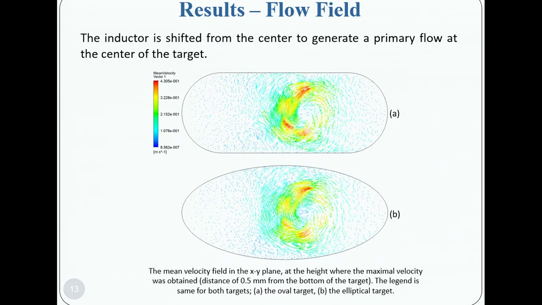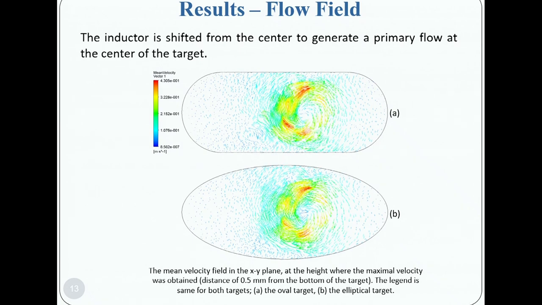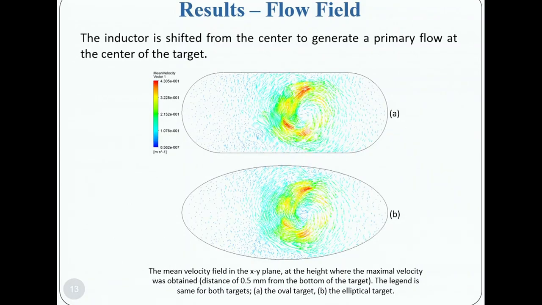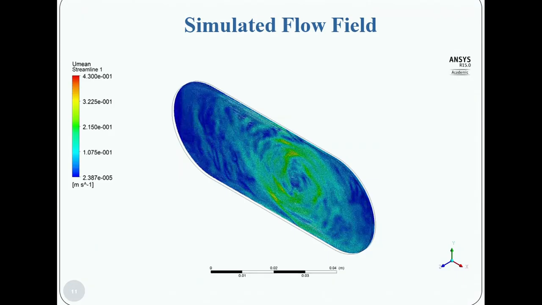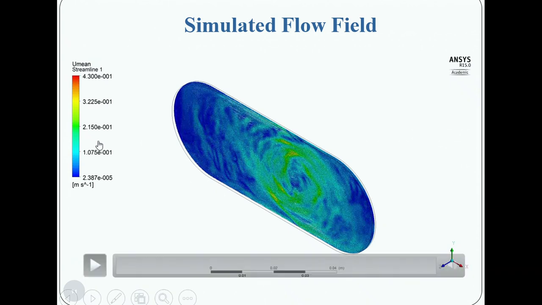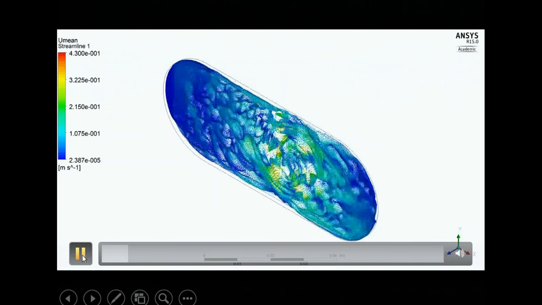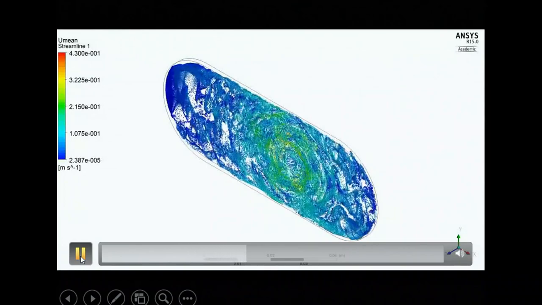Here you see the typical snapshot. Actually, it's not a snapshot. It's the mean velocity at the time when the flow reached steady state. We shifted the inductor from the center to the area where the heating is the most intense in order to generate the highest velocity in this region. Now, I will show you a short video of the velocity field.